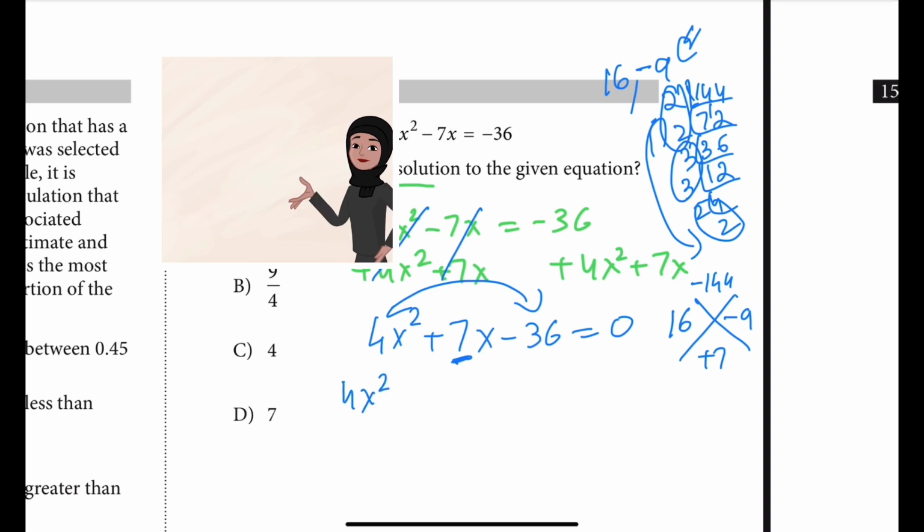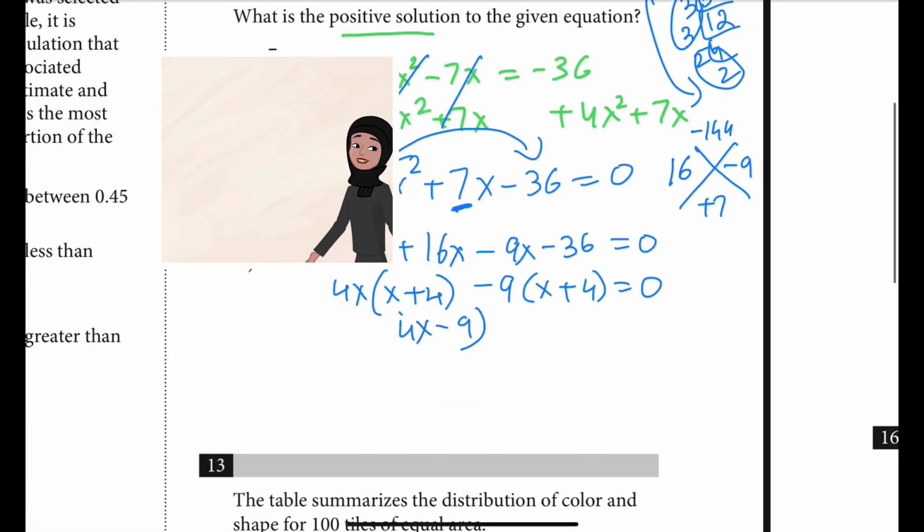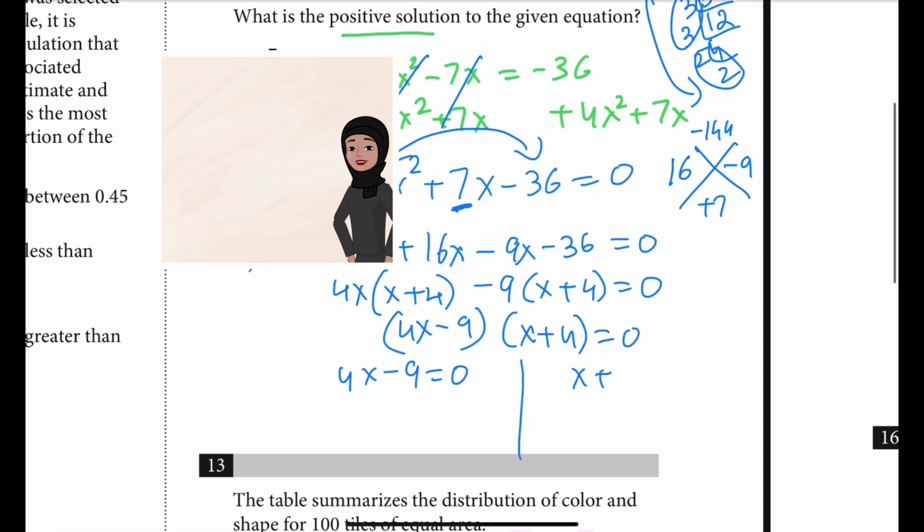So after that we will do 4x square plus 16x minus 9x minus 36 is equal to 0. From the first two terms we can take 4x common, then we will have x plus 4, and from the next two terms we will take out the negative 9 common, so then again we will have x plus 4, and then we will have 4x minus 9 times x plus 4 is equal to 0. That means one solution will be 4x minus 9 is equal to 0 and another will be x plus 4 is equal to 0. So for the first one, 4x is equal to 9 if you add 9 to both sides, which also means that x is equal to 9 by 4.